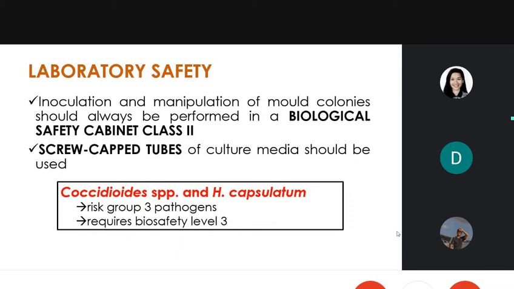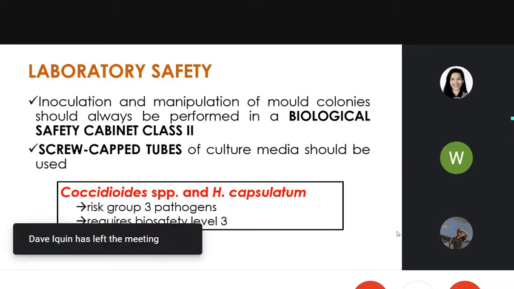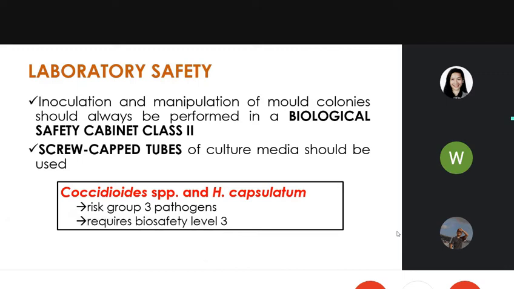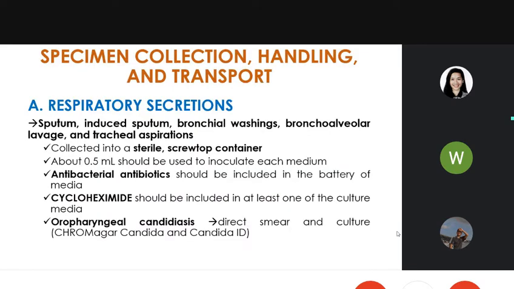Siyempre, when we talk about the laboratory safety, it covers everything from the collection to the processing of the specimen. So, dapat lahat yan, ang priority natin in the laboratory would be not only your protection, the protection also of the environment, and the protection of the pathogen you're working on. Okay? So, as with your bacteriology, laboratory identification, sabi ko nga kanina, always starts with your specimen collection.